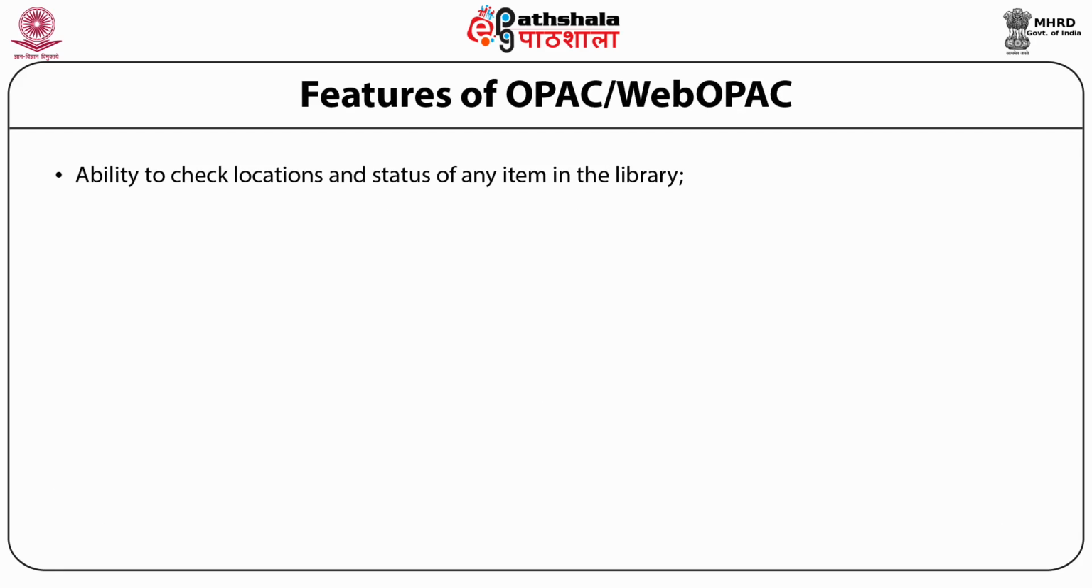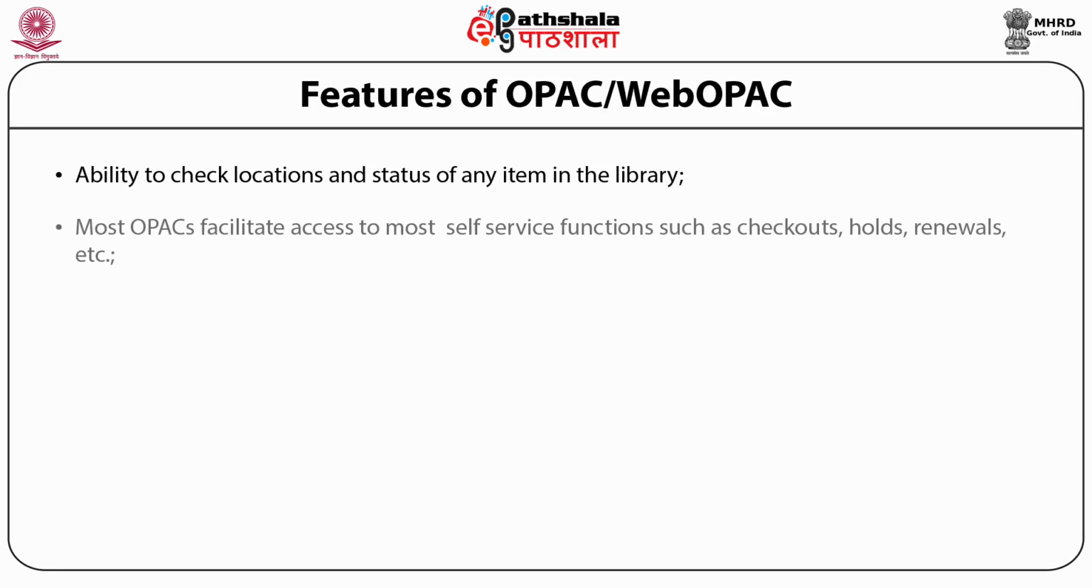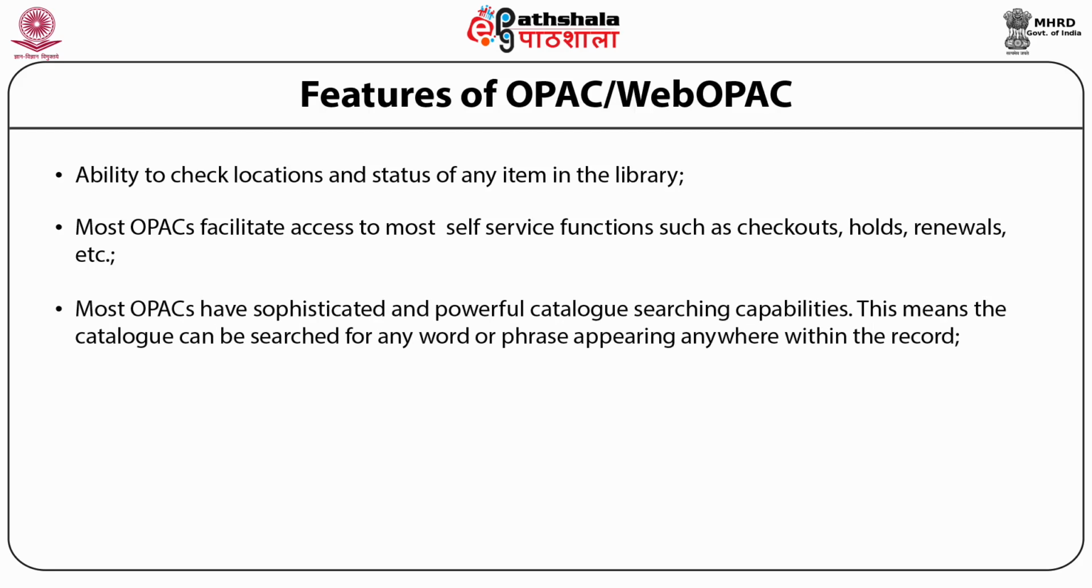Ability to check locations and status of any item in the library. Most online public access catalogs facilitate access to most self-service functions such as checkouts, that is issues, holds, renewals, etc. Most OPACs have sophisticated and powerful catalog searching capabilities. This means the catalog can be searched for any word or phrase appearing anywhere within the record.